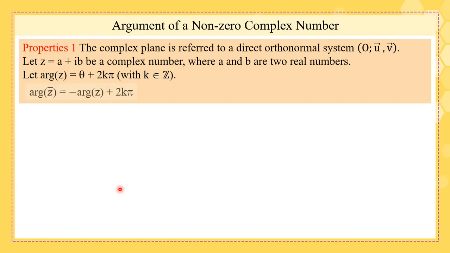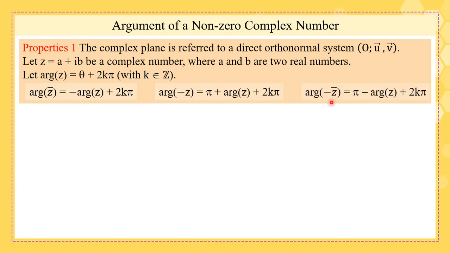Now let's see the properties. We have argument of z bar is minus argument of z, argument of minus z is pi plus argument of z, and as a consequence, argument of minus z bar is pi minus argument of z.